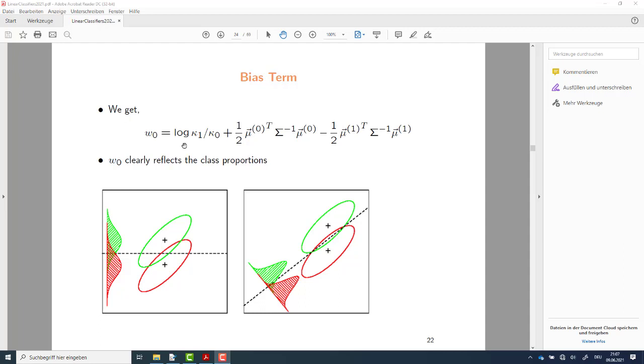So you can think of this as also finding a plane where, on the projection on this plane, the classes are optimally separated.